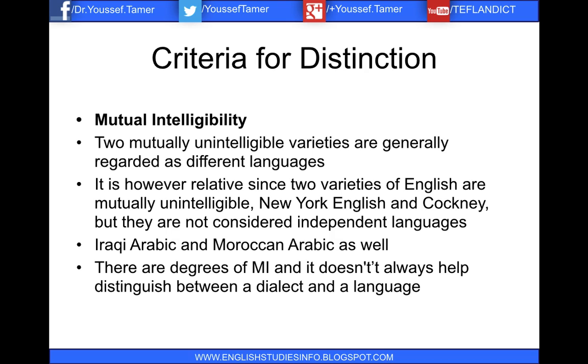There are degrees. In this case, we can talk about what is referred to as degrees of mutual intelligibility. And it doesn't always help distinguish between a dialect and a language. So it is relative, okay? It's not strong enough. And that's why the main criteria for distinguishing between language and dialect have to do with sociological, political, sociopolitical reasons, okay? Rather than mutual intelligibility or literary heritage.